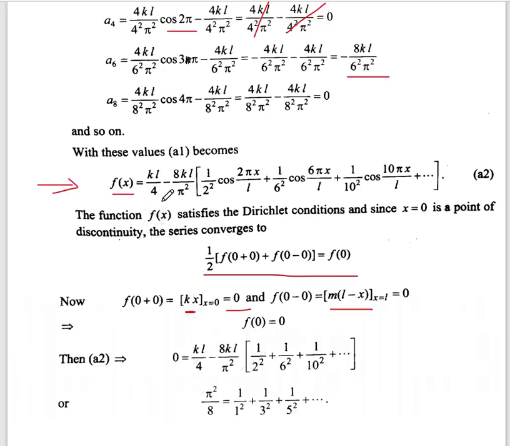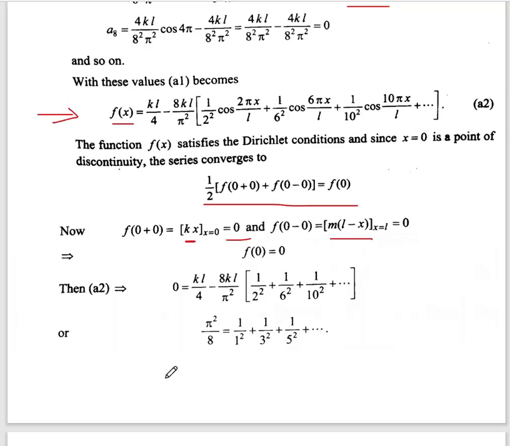And the right-hand side is kl upon 4 minus 8 kl upon pi square times 1 upon 2 square and cos 2 pi x. At x equal to 0, cos 0 is 1, so this will become 1. Okay. So what is the remaining term? 1 upon 2 square plus 1 upon 6 square plus 1 upon 10 square plus, and so on.